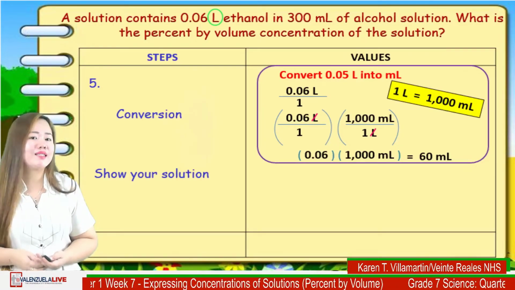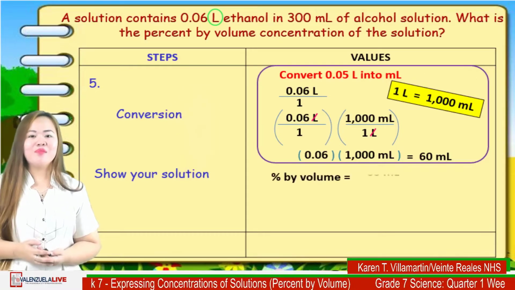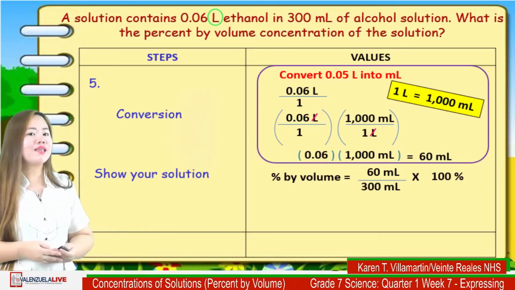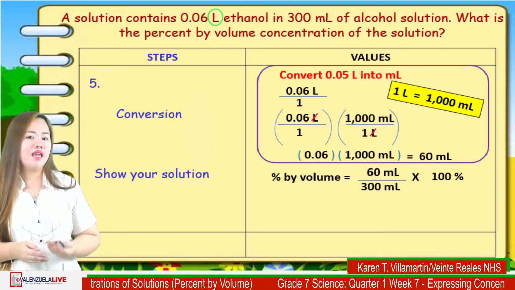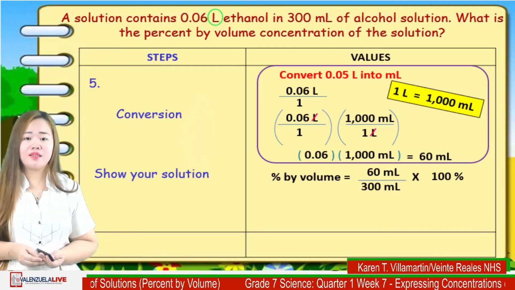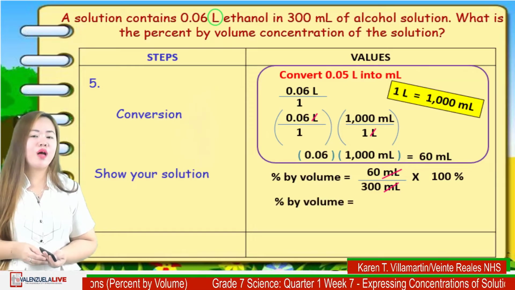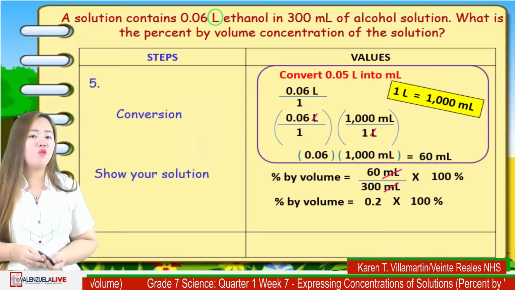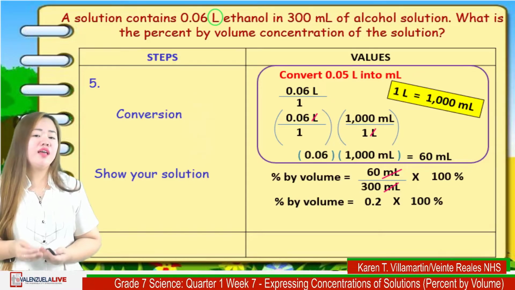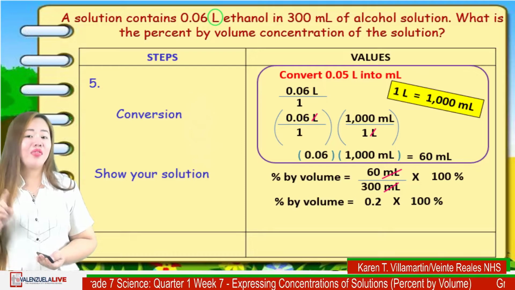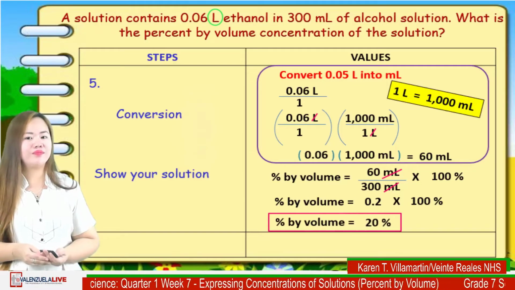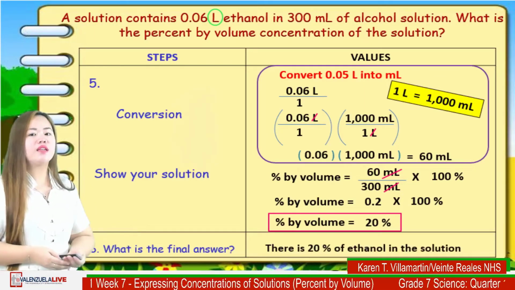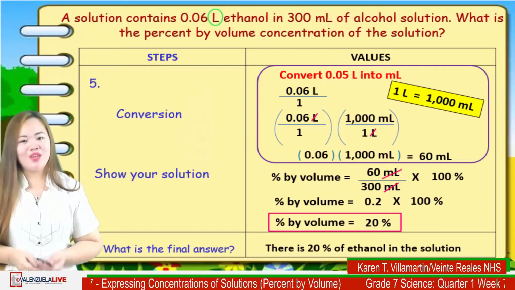Next, how did you execute the solution? Right. You just copied the substitute values. Percent by volume equals 60 ml divided by 300 ml times 100%. You cancel the units, so you have 0.2. Then, you multiply 0.2 by 100%, and your answer is 20%. Therefore, what is your final answer? Correct. The final answer is there is 20% of ethanol in the solution. You all did great.